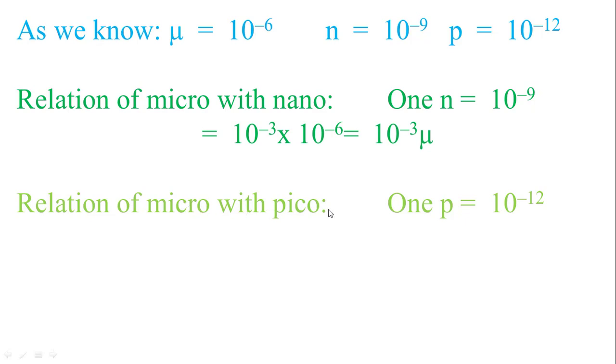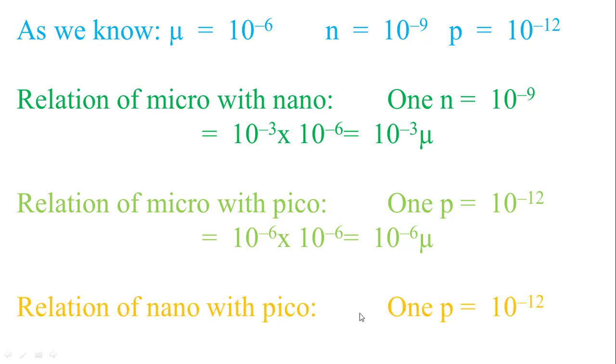Relationship of micro with pico. 1 pico is equal to 10 raised to power minus 12. We can write this as 10 raised to power minus 6 multiplied by 10 raised to power minus 6, and 1 micro is equal to 10 raised to power minus 6. So 1 pico is equal to 10 raised to power minus 6 micro. Now relationship of nano with pico. 1 pico is equal to 10 raised to power minus 12. We can write 10 raised to power minus 3 and 10 raised to power minus 9. Adding both powers gives 10 raised to power minus 12. We know that 10 raised to power minus 9 is equal to nano. Putting this in the equation, 1 pico is equal to 10 raised to power minus 3 nano.